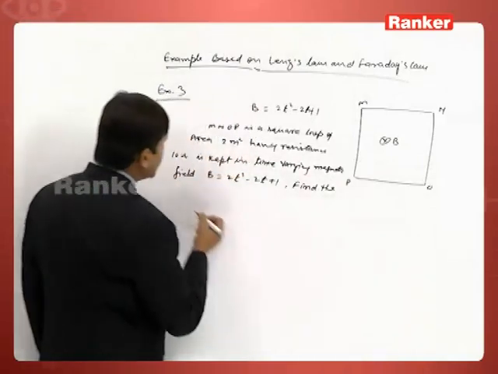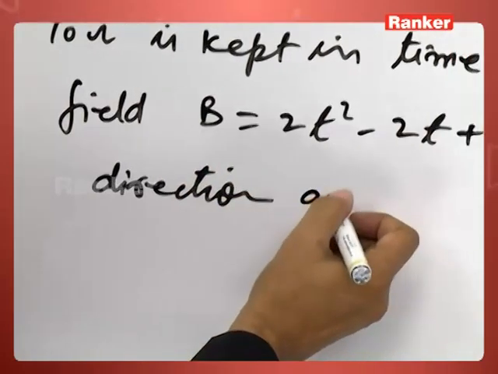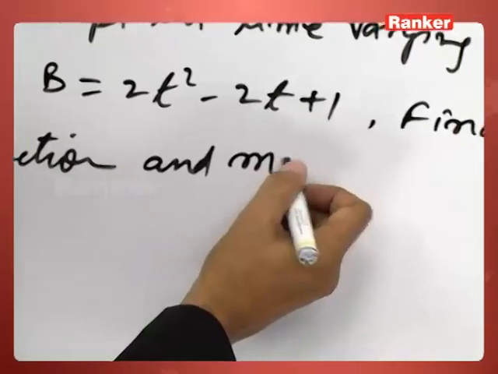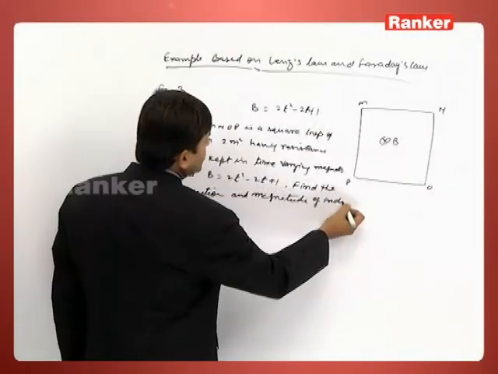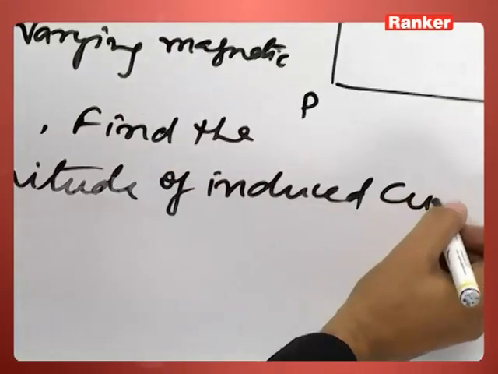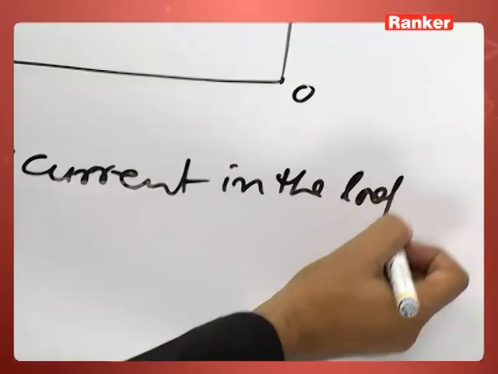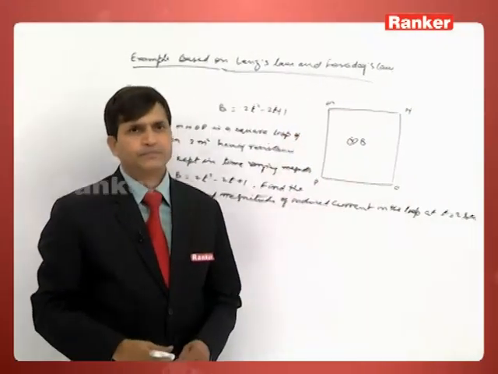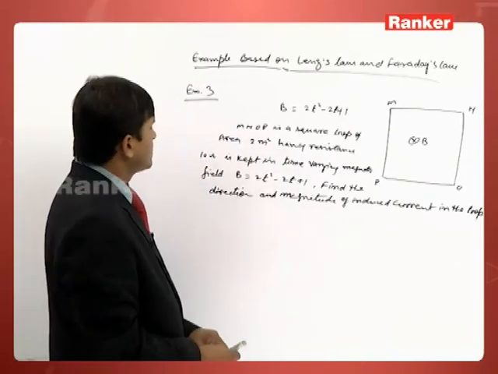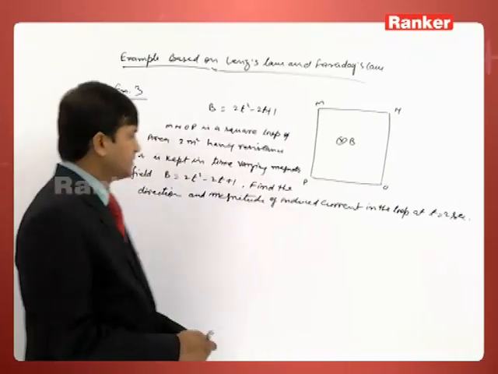Find the direction and magnitude of the induced current in the loop at t equal to 2 seconds. This is the problem here. Direction and magnitude of induced current in the loop at t equal to 2 seconds.